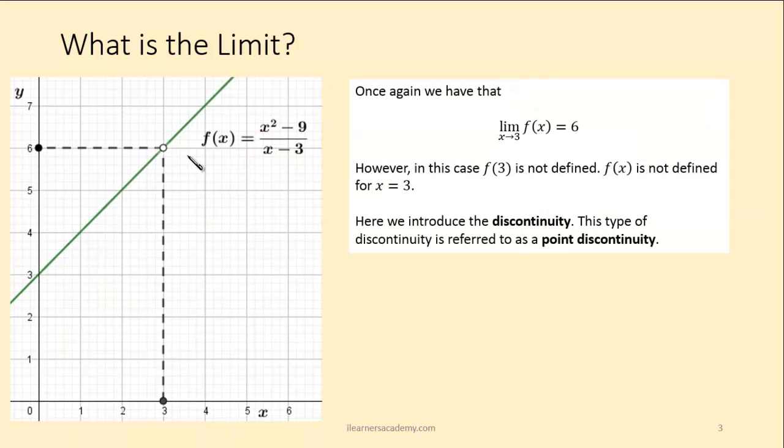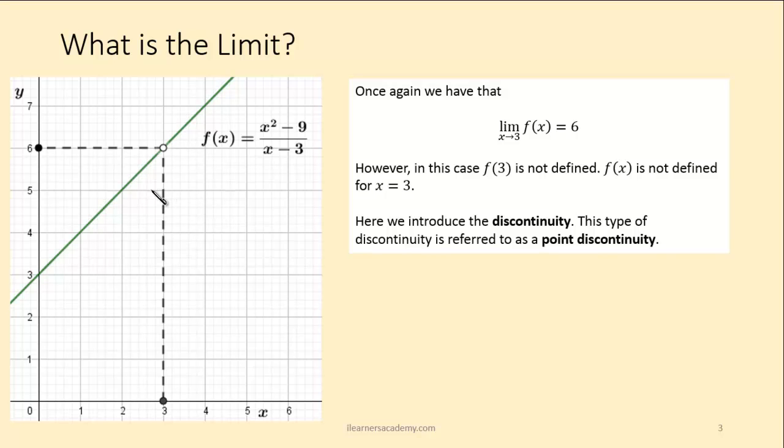Here we have a function whose graph is very similar to the one we looked at just now, with one notable exception. This function is not defined for x equals 3. So on this graph, at x equals 3, if we come up to the line, we have a hollow circle. If we were to inspect points along this line, we would see that as the x-coordinate gets closer and closer to 3, the y-coordinate gets closer and closer to 6. Remember, the y-coordinate represents f of x. Likewise over here, as the x-coordinate gets closer and closer to 3, the y-coordinate gets closer and closer to 6.